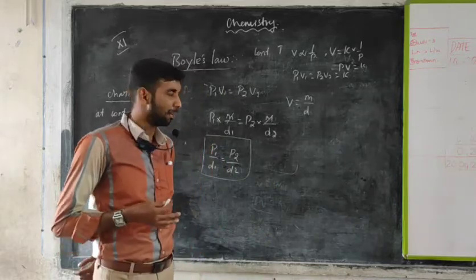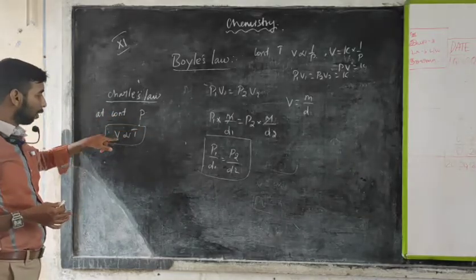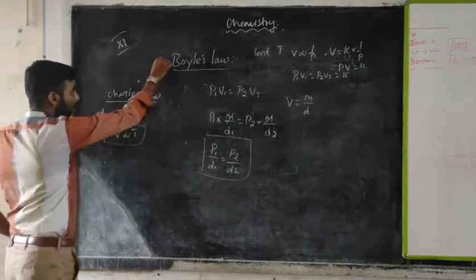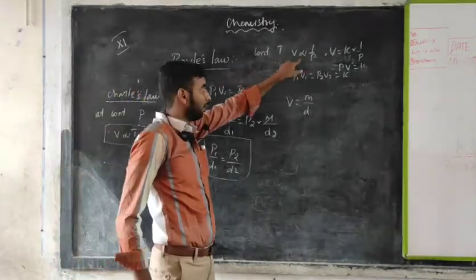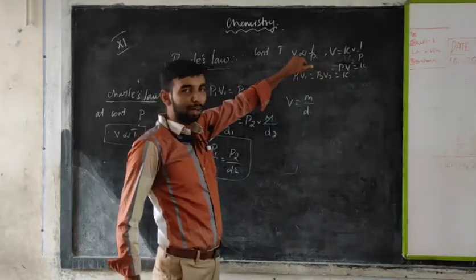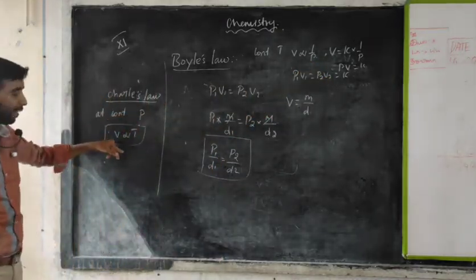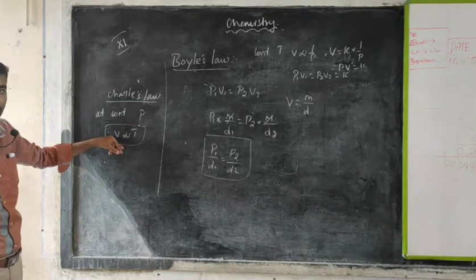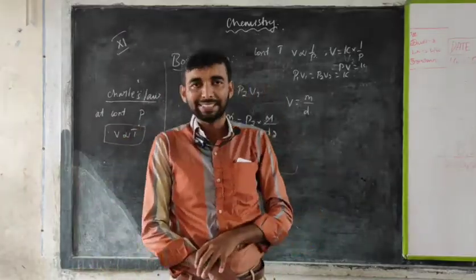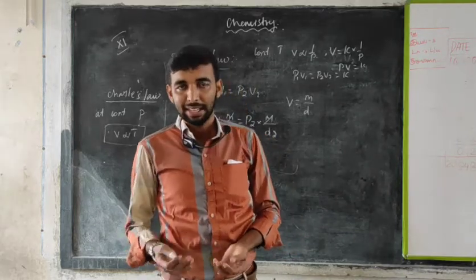Without changing other conditions, at constant pressure, the volume of a gas is directly proportional to temperature for Charles's law. And for Boyle's law, at constant temperature, the volume of a gas is inversely proportional to its pressure. Here, if we increase the volume, the pressure will decrease. For Charles's law, if we increase the temperature, the volume also will expand. If you increase the temperature of any gas, it will expand.